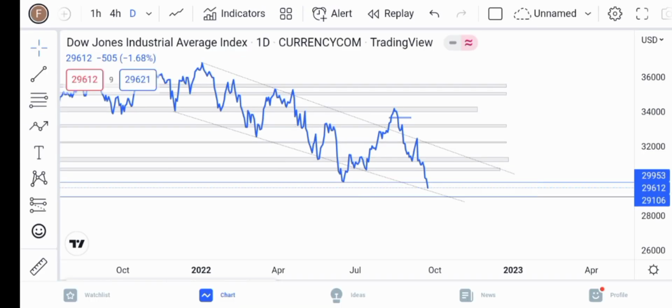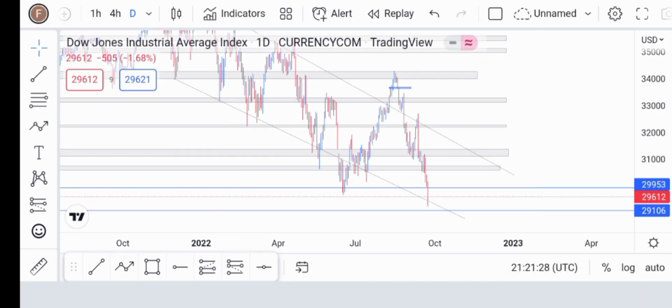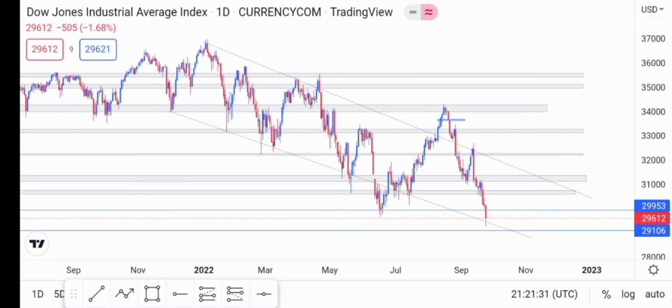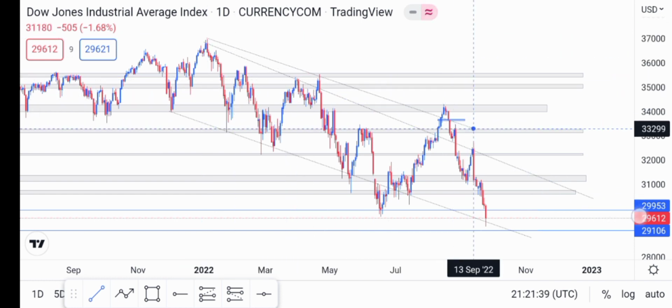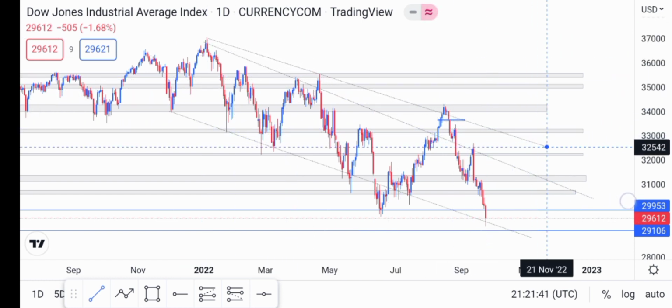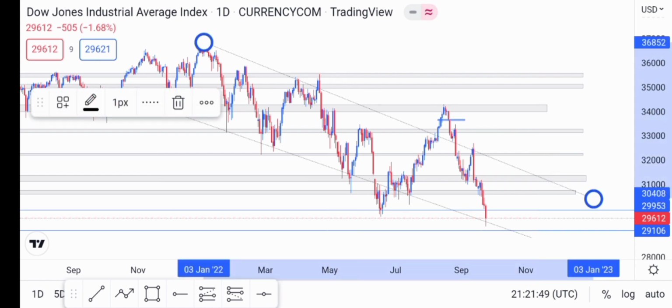Okay, so let me use the candles now. So you can see now it makes sense. Let me see. Yeah, it does make sense. So if I were to use the candles, it would look something like this. So you see it's out of range. So yeah, I'm going to use this.